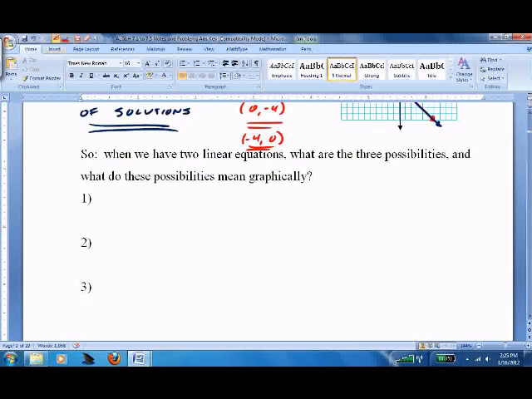So these are the three possibilities we'll have when we have two linear equations. We have an intersection. That means we have different slopes. And they will intersect eventually, even if not necessarily on our graph. We have no solution. Means parallel lines.